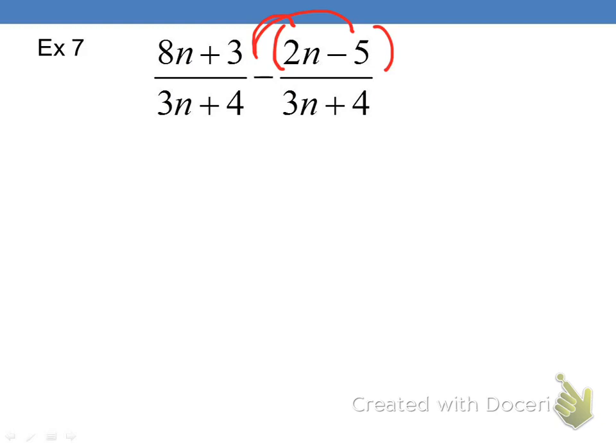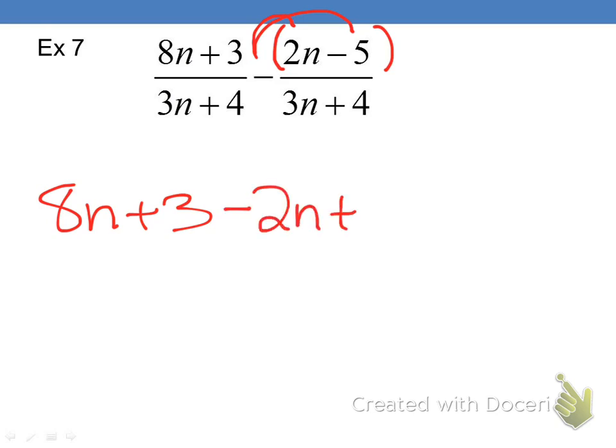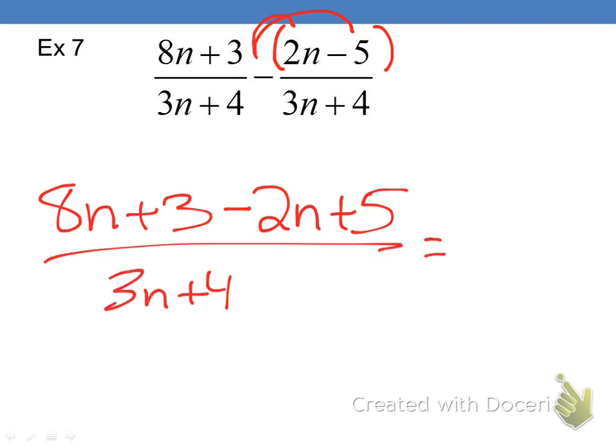All right, do I have common denominators? All right, so I can go ahead and combine the numerators. 8n plus 3, then what? Minus 2n plus 5. You got to take each term and change the sign, okay? Because we're subtracting that entire expression. All over 3n plus 4. We get 6n plus 8 over 3n plus 4. Then what? We simplify.